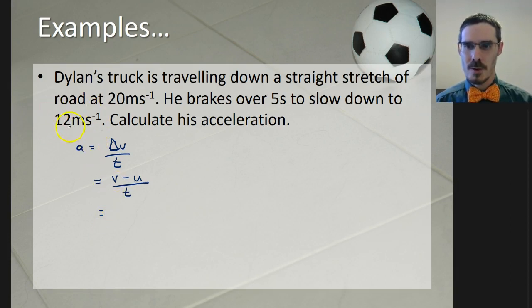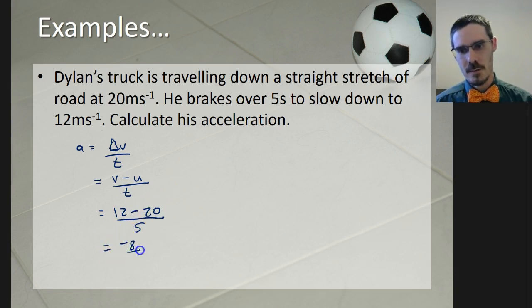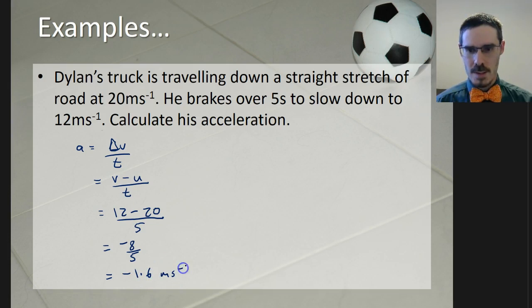Well, his final velocity was smaller than his initial velocity over 5 seconds. 12 take 20 is -8 over 5, which if you like decimals is -1.6 meters per second per second. His acceleration is negative. That's what I expect because he's actually slowing down. He's decelerating, so his acceleration is negative.